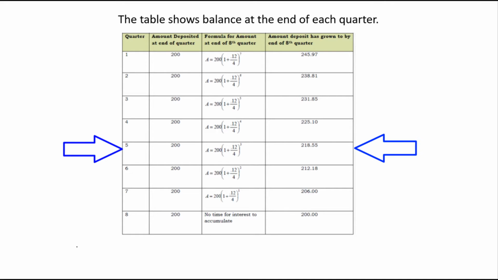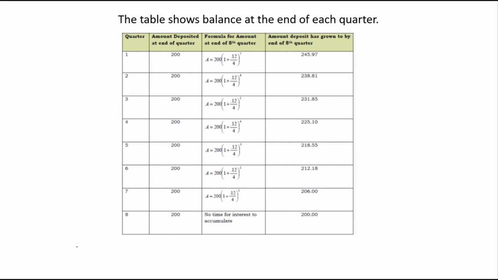Let's skip down to the row that addresses quarter number 5. The deposit is still $200. All of the compound interest formula is the same except the exponent. On the exponent, the number is 3, and that is because after money is deposited at the end of the 5th quarter, there's only 3 quarters remaining to earn interest. So the $200 deposited at the end of the 5th quarter will have increased to $218.55. Let's observe, that's a bit less than the amount earned for the first quarter investment.